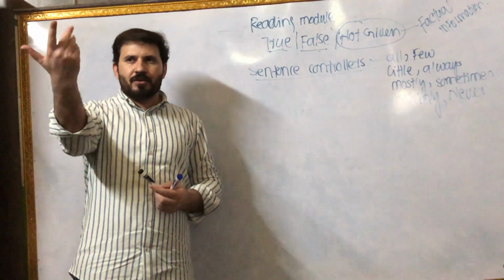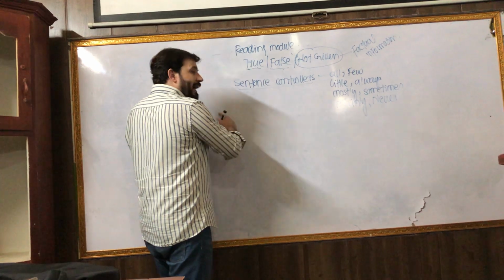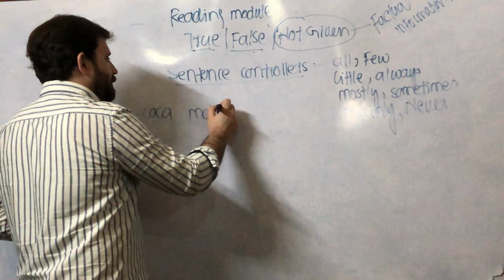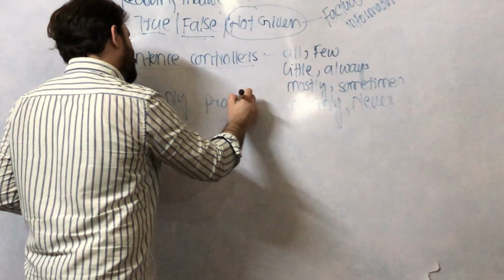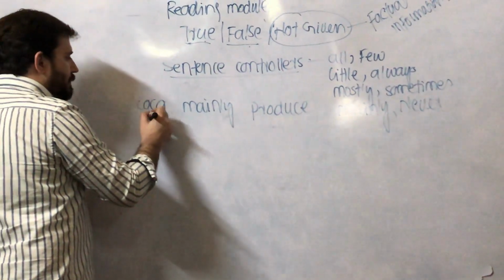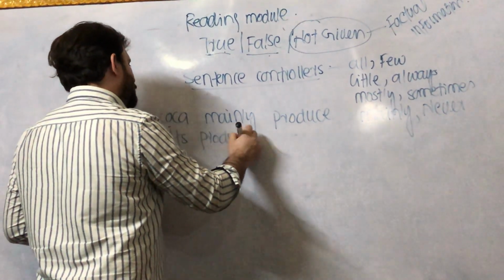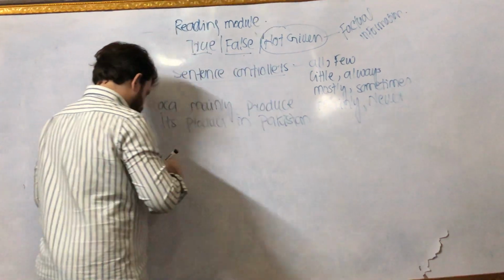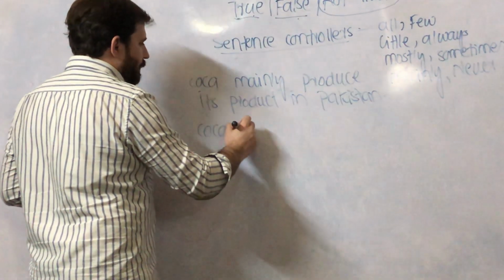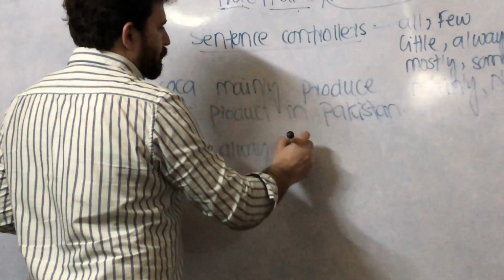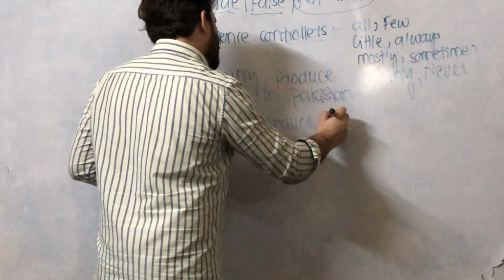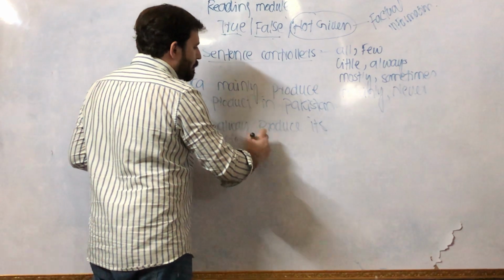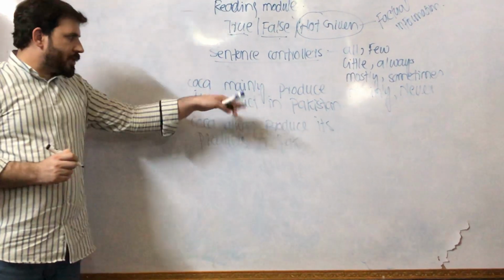For example, let me give you an example. Clear? Suppose, like Coca-Cola mainly produces its products in Pakistan, or Coca-Cola always produces its products in Pakistan. So now look at these two examples.